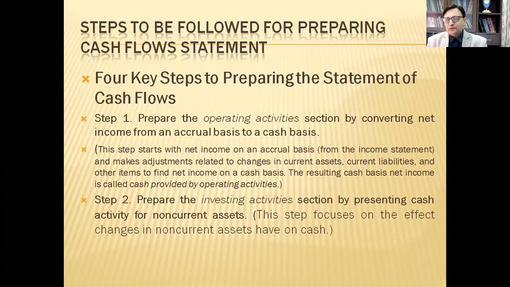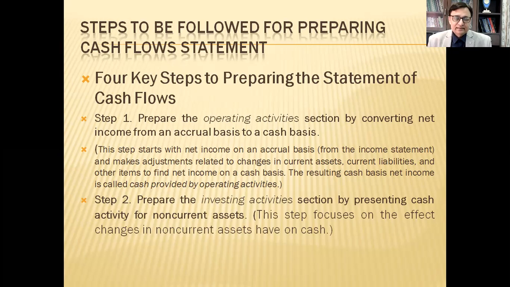But when we have to prepare the statement of cash flows on cash basis, we need information regarding the cash actually paid, or the profit actually realized in the form of cash, or the fixed assets, investment activities or financing activities which have actually realized or paid cash. So while preparing the operating activity section by converting the income from accrual to cash basis, this is the first step. Basically this step starts with the net income on accrual basis.